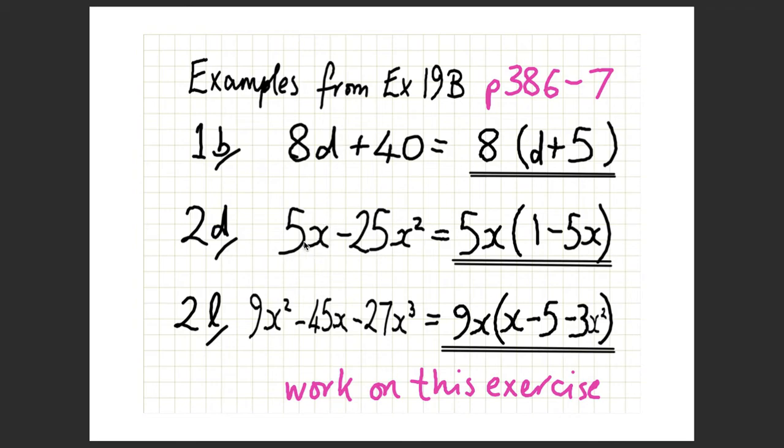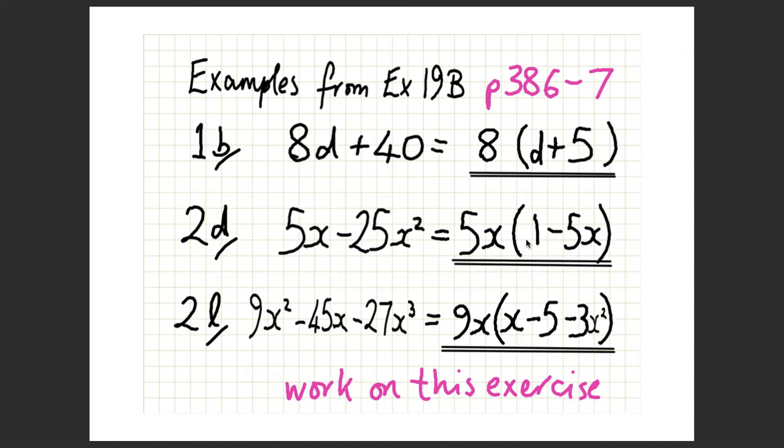Another one from the book, 5x minus 25x squared. 5 and 25 can both be divided by 5, but also both of these have got some x in them. So in fact I can divide both of these terms by 5x, and then I ask myself the question, what have I got to multiply 5x by inside the brackets in order to get the thing that I started with?